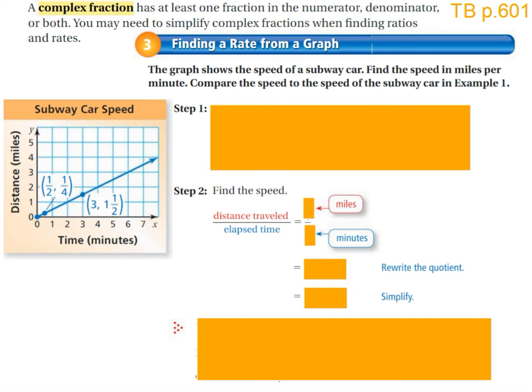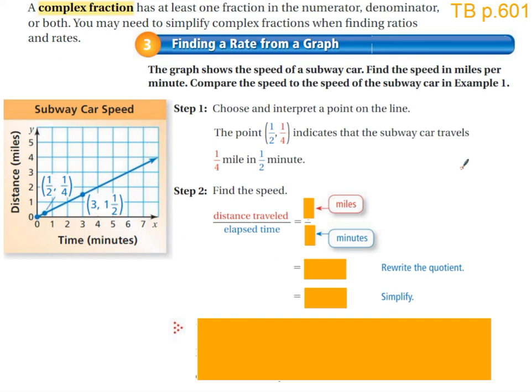So let's take a look at the first step here. It says choose and interpret a point on the line. So the point that they've chosen to use is 1/2, 1/4. Find the speed. So the distance traveled here indicates that the car is traveling 1/4 of a mile in half of a minute. Notice both of these numbers are fractions. So we have two fractions within our ratio.